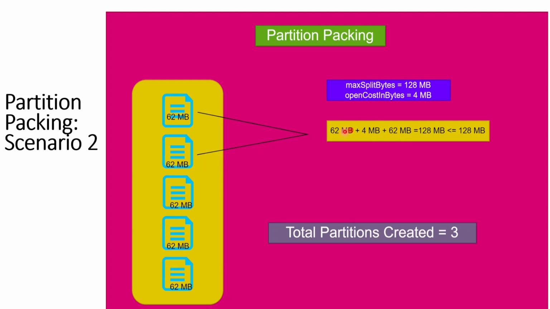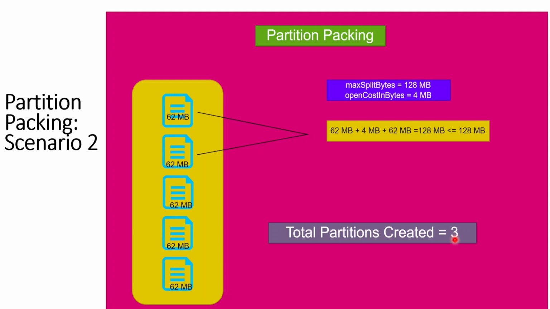Now whenever we are calculating this, this is 124, then plus 4 is 128. That is less than or equal to this 128 megabyte partition. Then in this use case, two files can be combined into a single partition. So the first two files will be combined to create a single partition, another two files will be combined to create a second partition, and the third one does not have any more files to combine, so it will go as it is. So overall, in this use case, 3 partitions will be created.